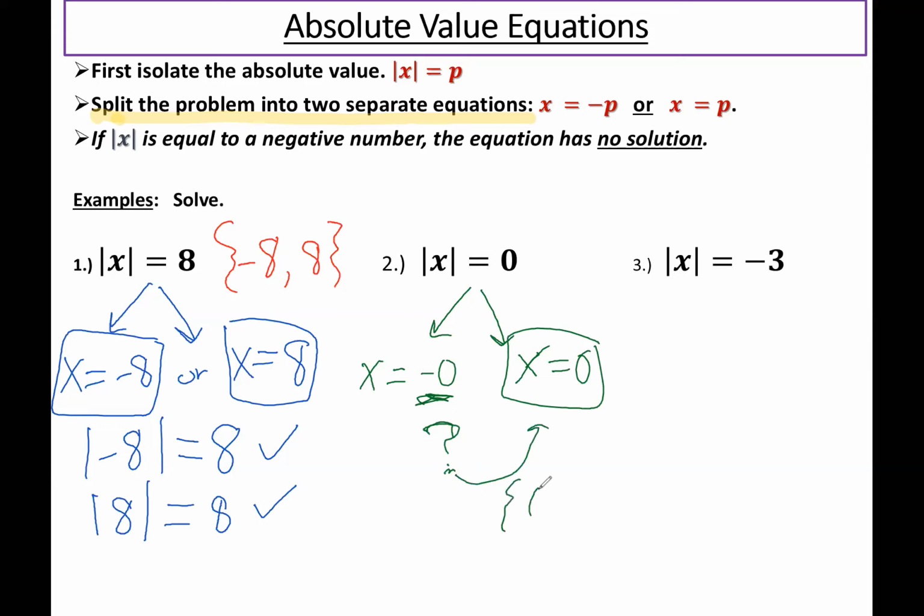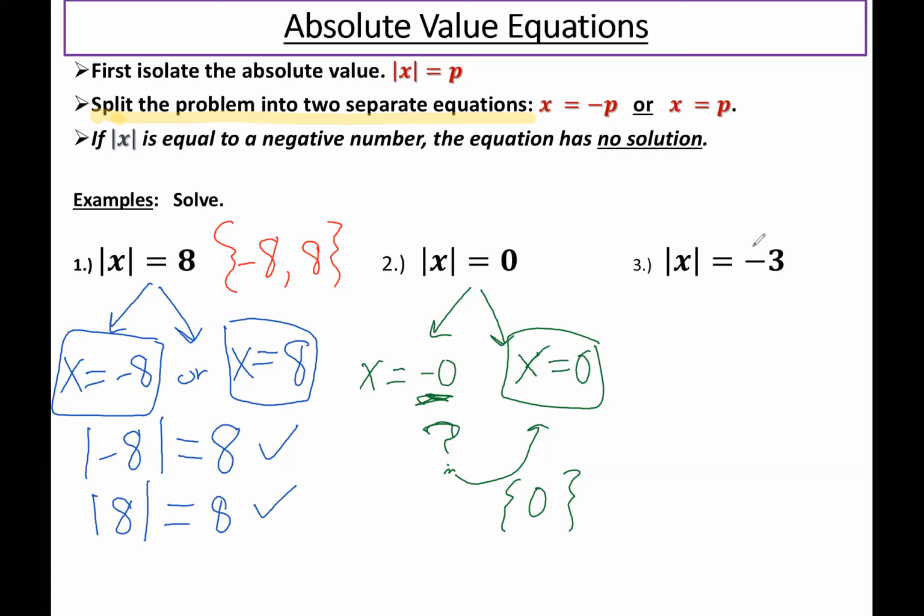So in our solution set for this, you would just have 0. That is really the only answer here. Usually these equations have two solutions, but this is kind of the exception. If the absolute value is equal to 0, that means your distance is 0. So you're just right there, right at that center of the number line. Okay. Number 3, here we go.